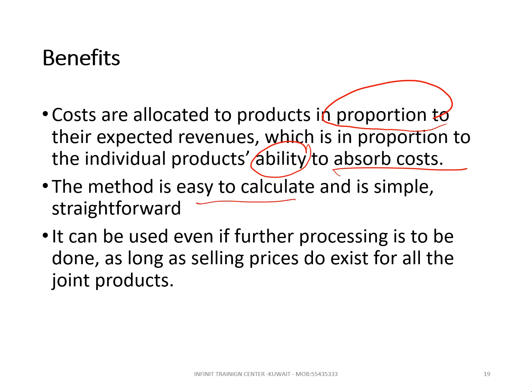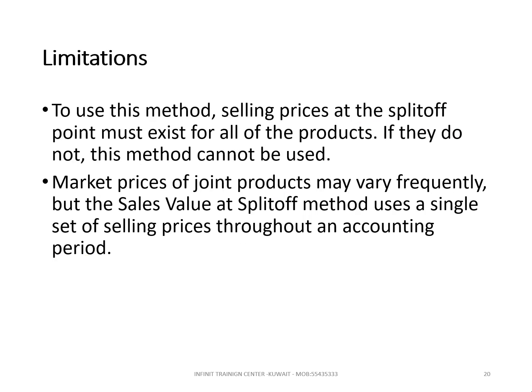Again, this is easy to calculate, and it can be used even if further processing is to be done, as long as selling prices do exist for all the joint products. So even if you are doing further processing, but you know the selling price at split off point for all the products, you can use this method. These are the benefits. The limitation is, to use this method, you should know the selling price at split off point for all the products, otherwise you cannot use this method.